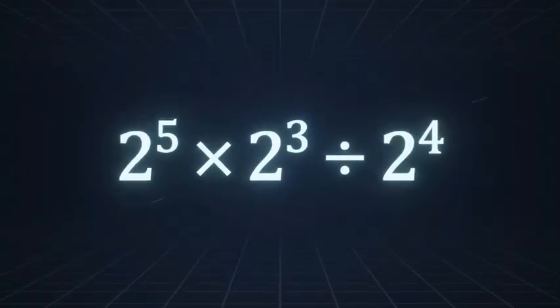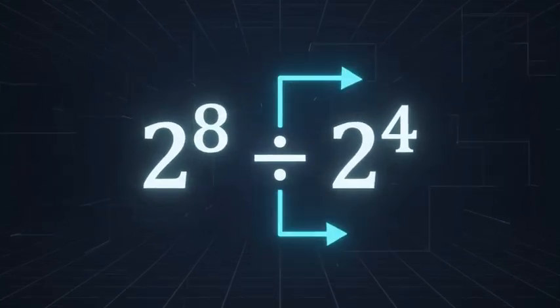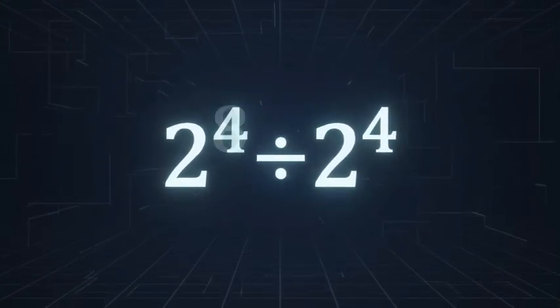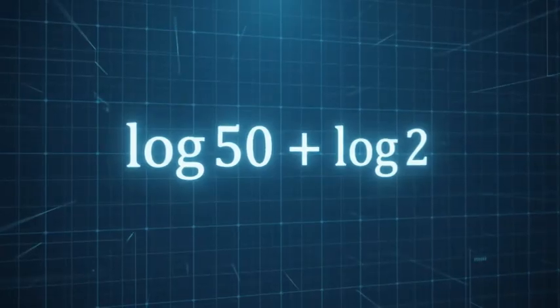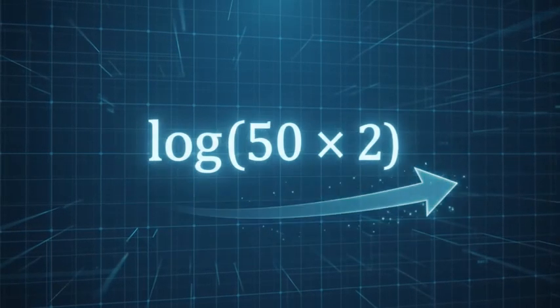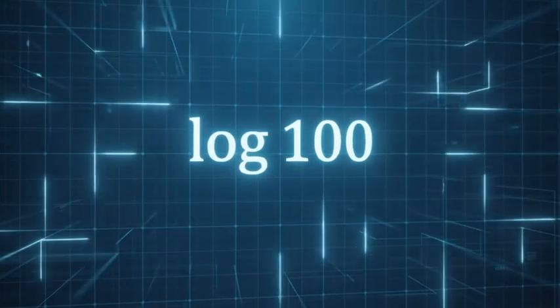Let's apply the laws of exponents. Add 5 and 3 to get 8, then subtract 4. Therefore, the simplified answer is 2 to the fourth power, or 16. For logarithms, use the product rule. Log 50 plus log 2 becomes log of 50 times 2, which is log 100, giving an answer of 2.